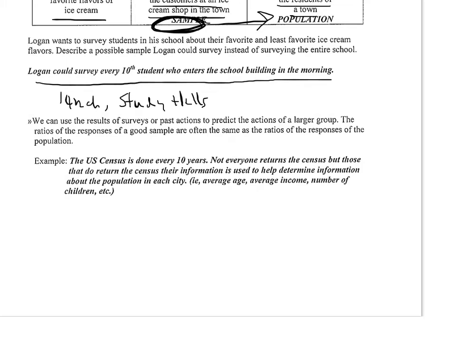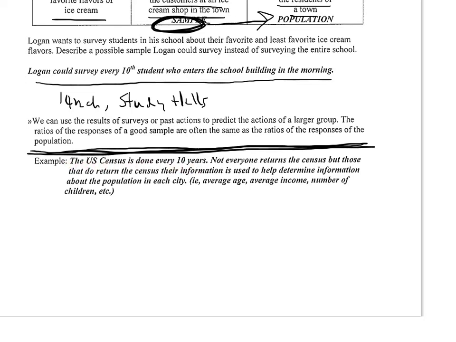We can use results of surveys or past actions to predict the actions of a larger group. The ratios of the responses of a good sample are often the same as the ratios of the responses of the population. This is a fancy way of saying if we get a good enough sample, we can predict what's going to happen with a large group. For example, the U.S. Census is done every 10 years.